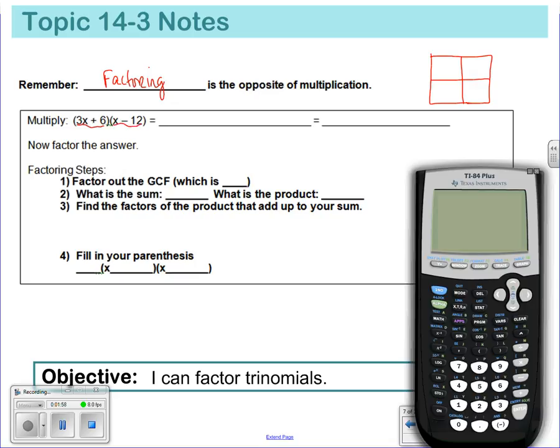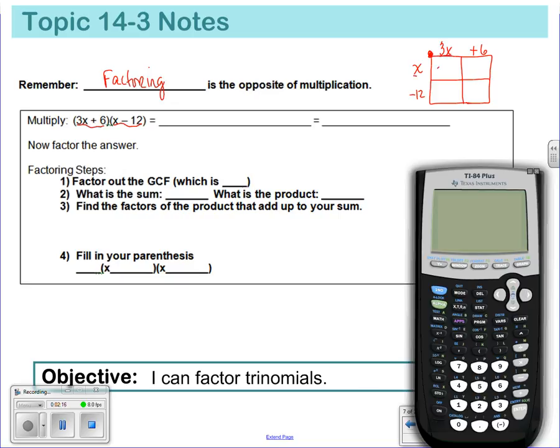The first parenthesis, I'm going to put along the top above the columns. I put a 3x with the first column, a plus 6 with the second column. My second parenthesis is going to go along the rows. So I put an x for my first row and a negative 12 for my second row. And now I will multiply.